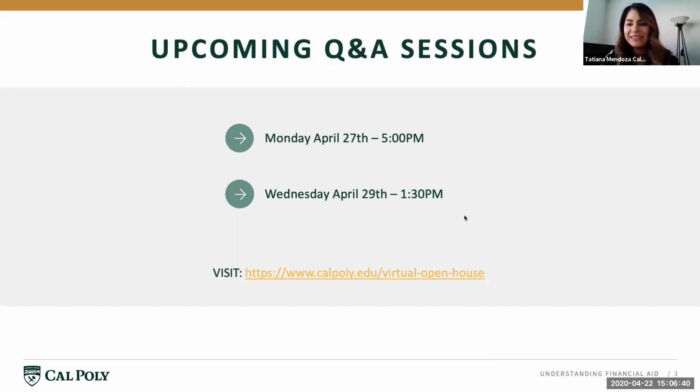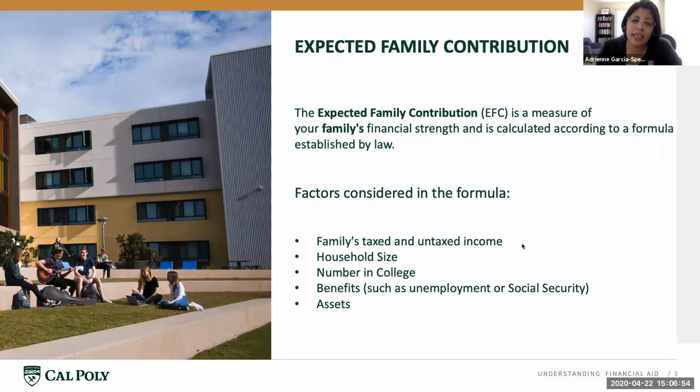All right, so let's get started. Adrian, let's start off with one of the most common questions we receive: how is the financial aid award package determined? We determine your financial aid based on the EFC, the expected family contribution number that comes from the FAFSA or the California Dream Act application. This is the financial aid application that you will be renewing each year between October 1st and March 2nd.